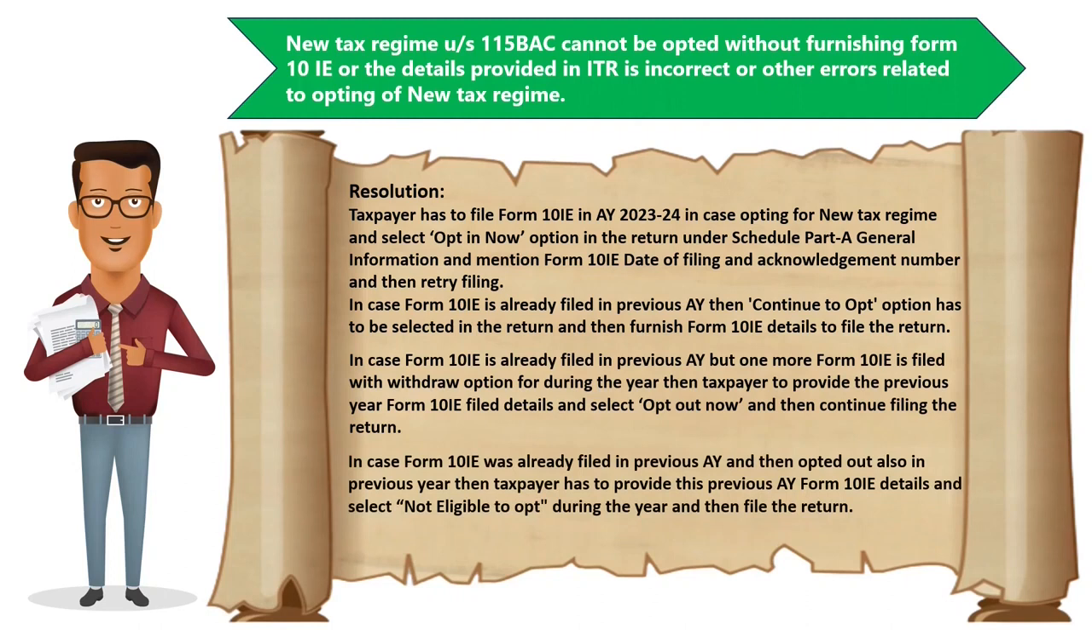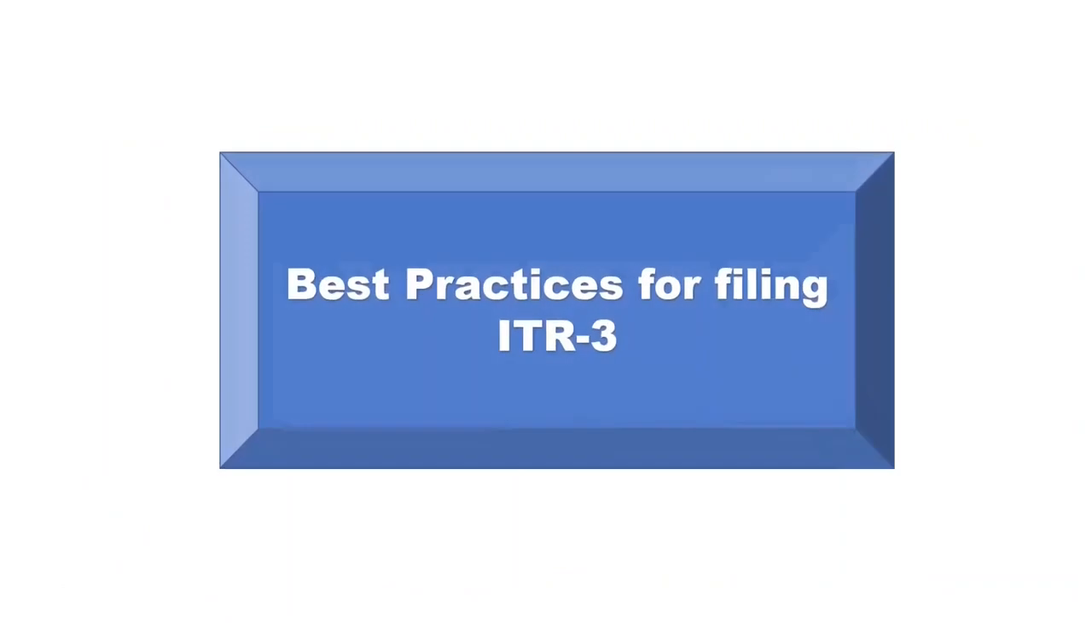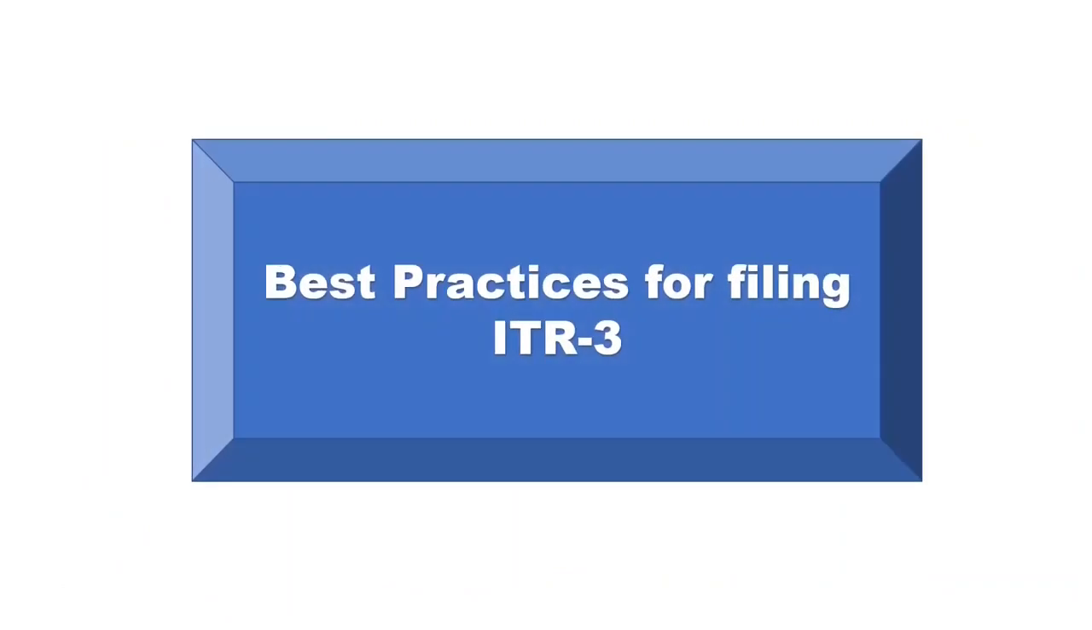If you had already filed form 10IE in the previous year and then opted out also in the previous year, you are required to provide previous year form 10IE details and select not eligible to opt during the year to file your income tax return. Let us now move to some of the best practices for filing ITR 3.